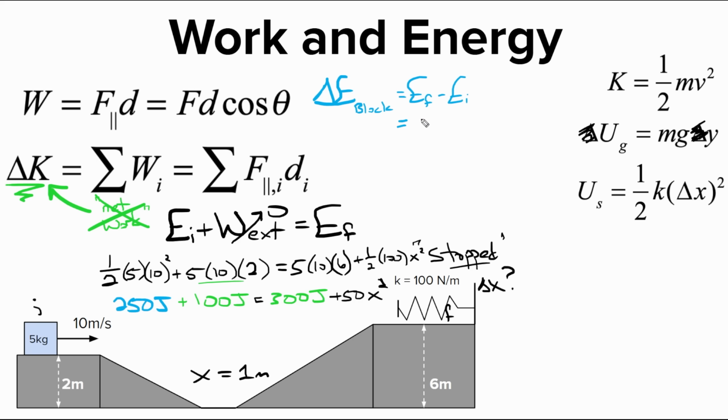So how much kinetic energy did it end with? None. How much kinetic energy did it start with? 250. So what was the change in energy of the system consisting of just the block? Negative 250. It lost energy because it lost its kinetic energy, and that's all it can have.